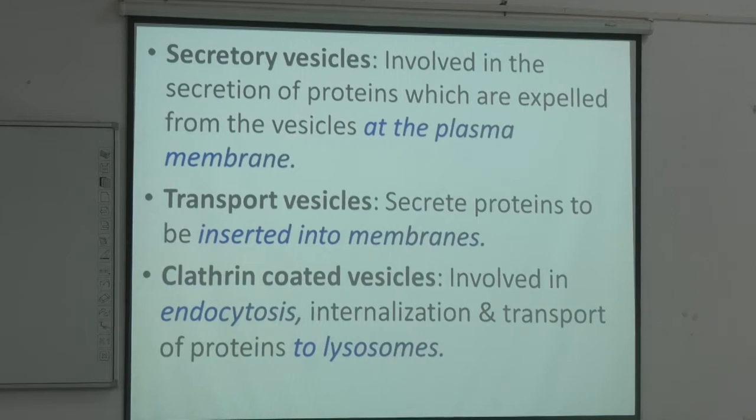So what are the carrier vesicles? Different carrier vesicles are there: secretory vesicles, transport vesicles and clathrin coated vesicles. Through secretory vesicles, it will be involved in the secretion of protein, which is expelled from the vesicles at the plasma membrane. So what are the secretory vesicles?